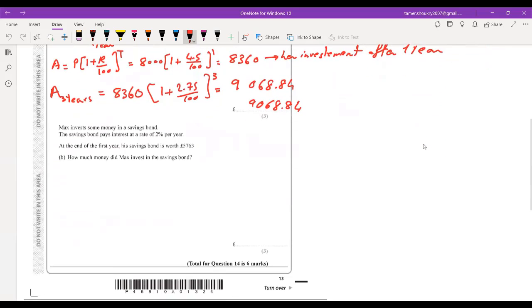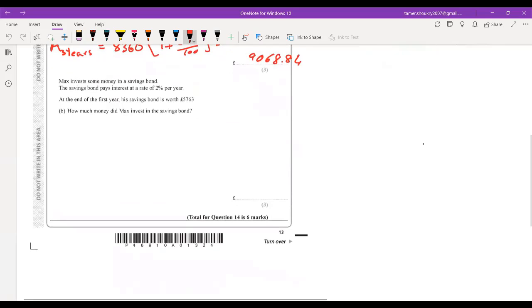Now, part B says that Max invests some money in a saving bond, and the saving bond pays interest at a rate of 2% per year. This is simple interest. If you understand here, the rate is fixed per year. So we have the simple interest laws. The amount is equal to the principal plus the interest, and the interest is equal to the principal multiplied by the rate over 100 multiplied by the period. These are the laws.